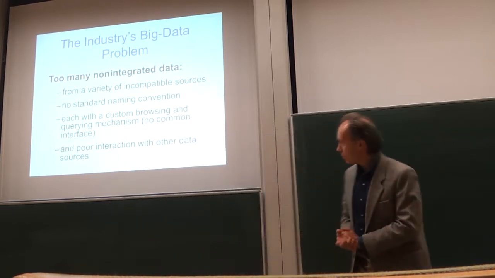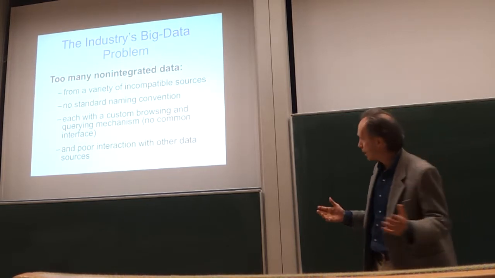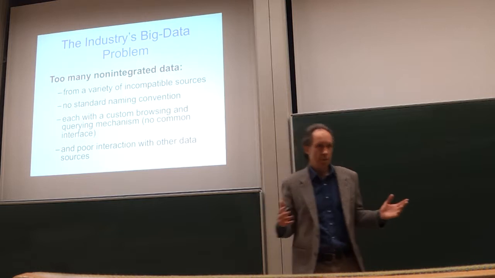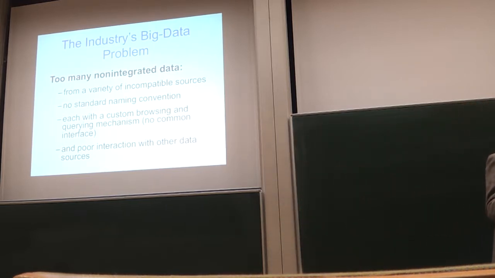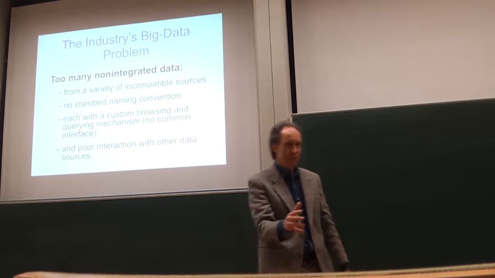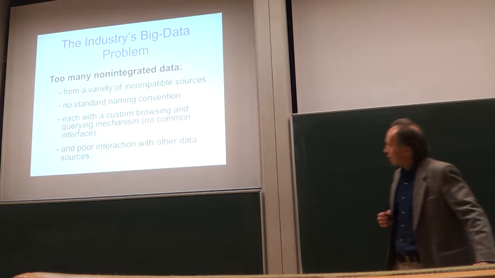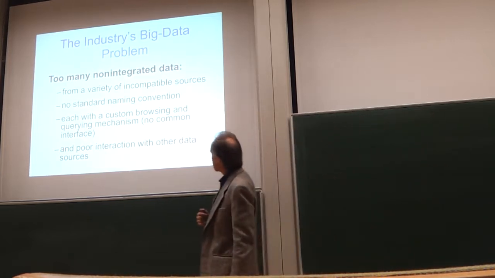Now I'm saying very kind words. So basically, the sources are incompatible. Biologists are the champions in calling the same thing by 20 different names, or the other way around. Everything happens. Everything is ambiguous. So there are no naming conventions, or at least no standards.